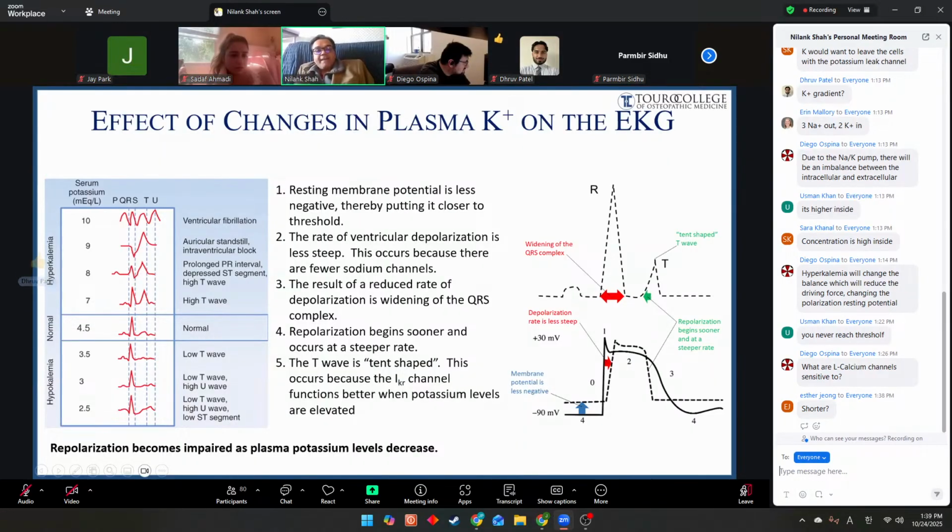All right, thank you. Now in hypokalemia, let's assume hypokalemia. What would happen in hypokalemia? What would happen to the membrane excitability?